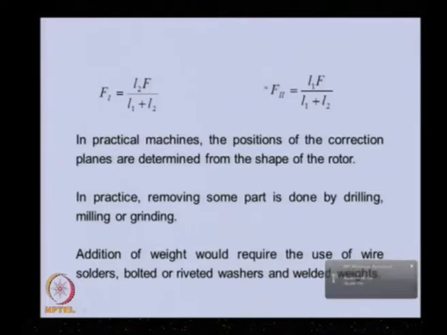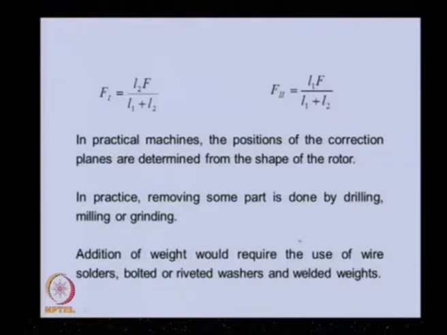unbalance. Now, in practical machines, the positions of the correction masses are determined from the shape of the rotor. In practice, removing some part is done by drilling, milling or grinding of the rotor. If we want to add weight instead of removing material, we require the use of wire solders, bolted or riveted washers, or welded weights.